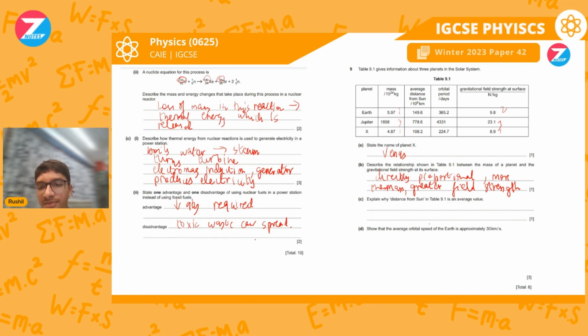Explain why distance from the sun is an average value. So this is a very interesting question. As we know, we have the sun and all the planets in their respective orbits, orbit around the sun. But why is the distance not fixed? That's because this isn't your normal circle where the radius is constant.